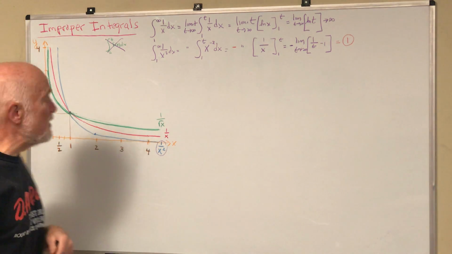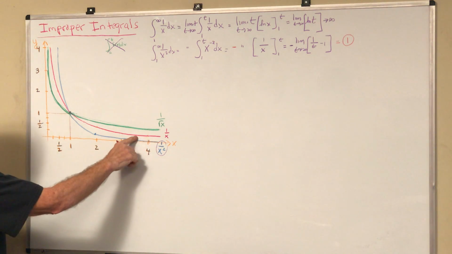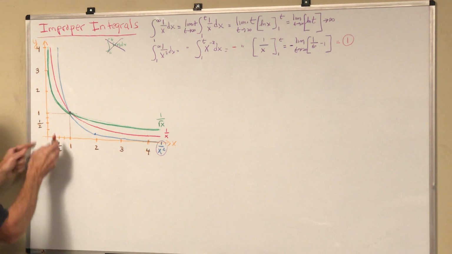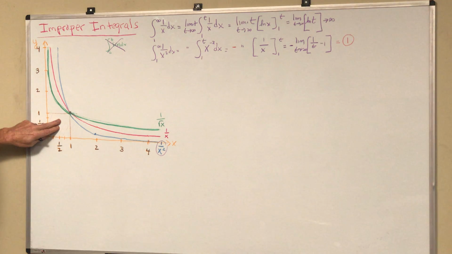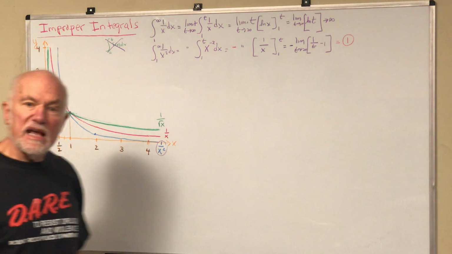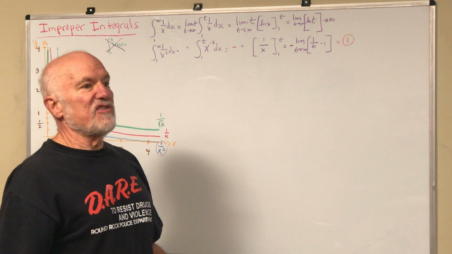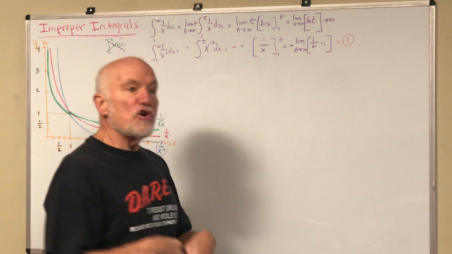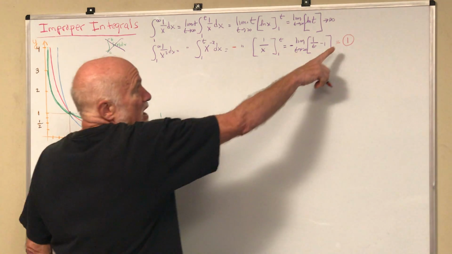So interesting enough, we went from an infinite amount of area under the pink curve to under the blue curve from 1 to infinity, we only have one square unit. It may be a little bit counterintuitive to you. The best way I can explain that is adding up an infinite number of things could go to infinity, or it could just go to some small number like that.